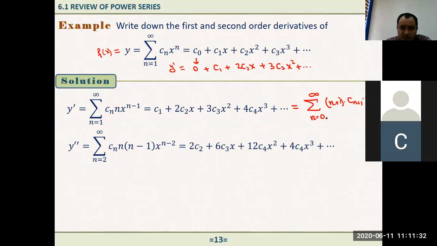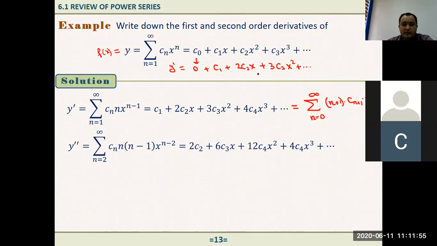And also this expression is different. Here we have n times c sub n times x to the power n minus 1, but here we have n plus 1, c sub n plus 1, x to the power n. But actually they represent exactly the same thing. If we expand this, that is the expansion of this one. These two things are exactly the same.